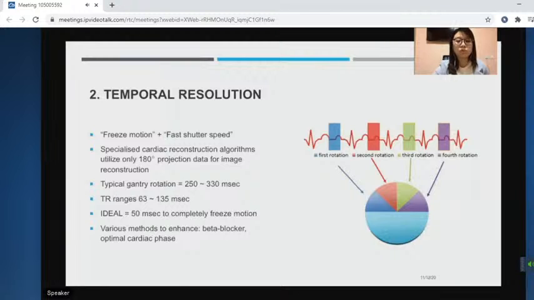For typical gantry rotations, for all machines, the range is about 250 to 230 milliseconds. And when we do cardiac, it goes into half segment reconstruction. The temporal resolution will go down to 63 to 135 milliseconds. But ideally, we hope to get 50 milliseconds to freeze all the motion of our coronary vessels. But I think this is a combination of other things, including beta blockers to slow down the heart rate, and also choosing a good cardiac phase for reconstruction.